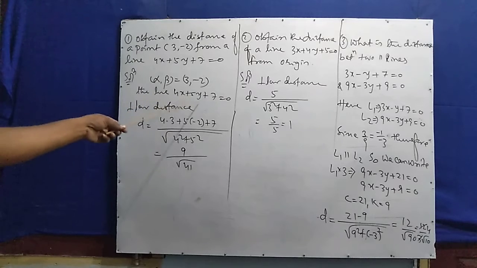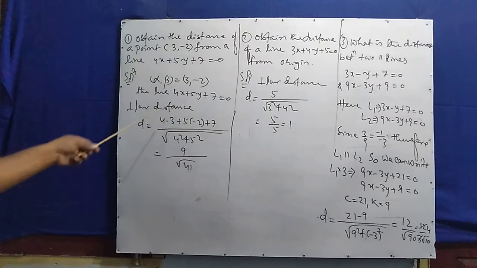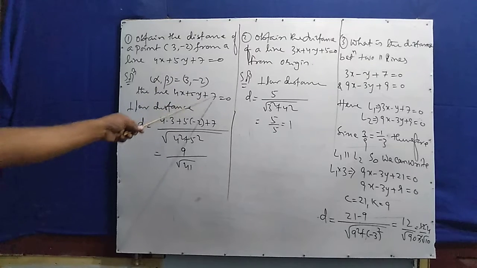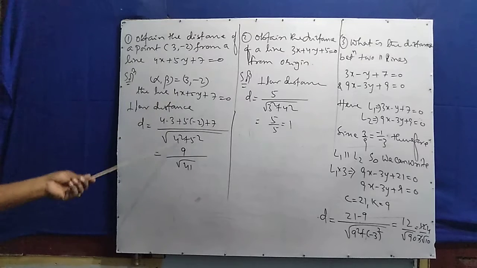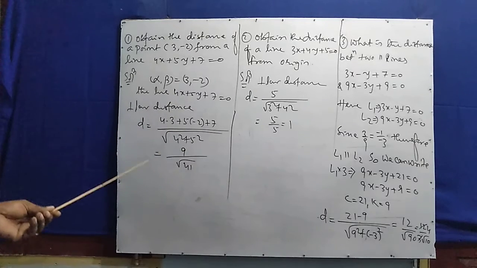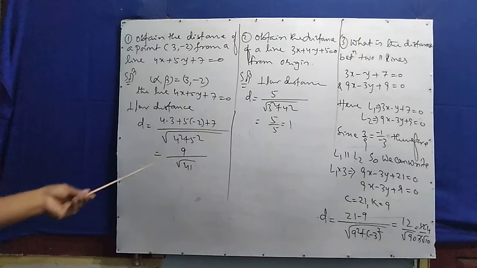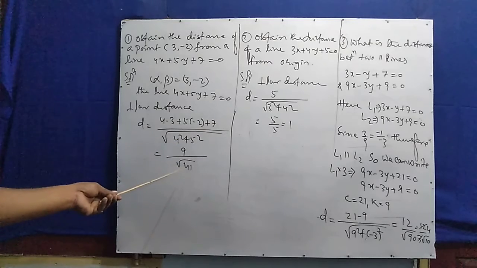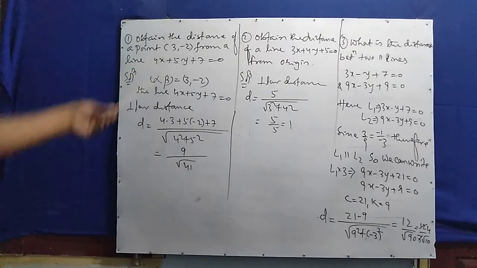Instead of x and y, you put alpha, beta, which means 3, minus 2. Then you will get 4 into 3 plus 5 into minus 2 plus 7. In the denominator is written the coefficient of x equal to 4 and the coefficient of y equal to 5: 4 square plus 5 square, which equals 41, so root 41. In the numerator, 12 minus 10 is 2, plus 7 equals 9. So this is the perpendicular distance from a point to a line.